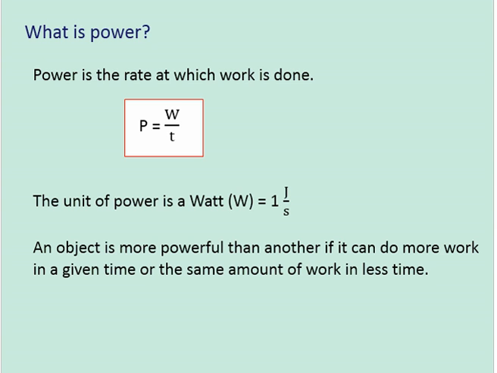When we compare objects as to whether or not they are more powerful than each other, we say an object is more powerful than another if it can do more work in the same amount of time, or if it can do the same amount of work in less time. So let's look at some comparisons for that.